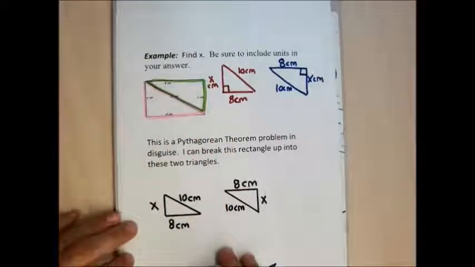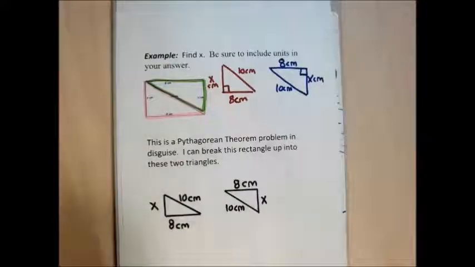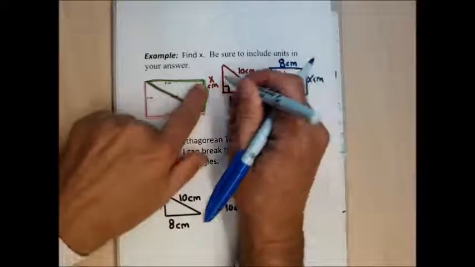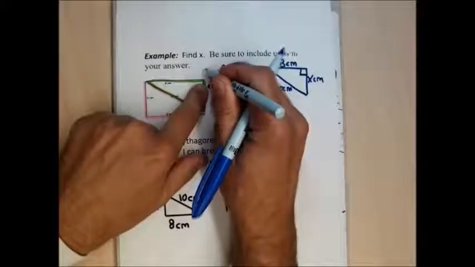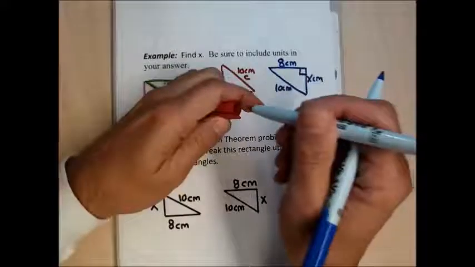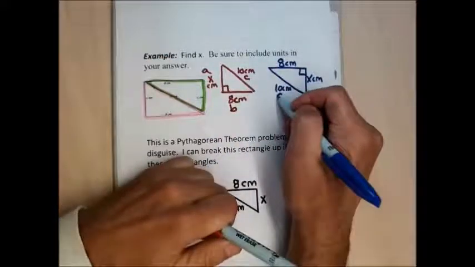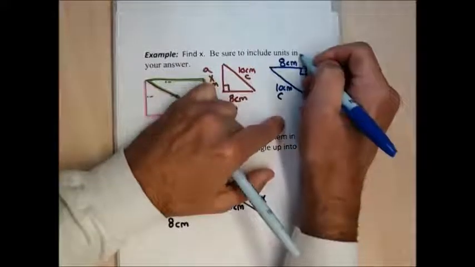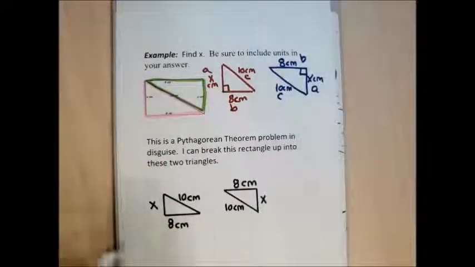So for both problems I need an a, b, and a c. In both triangles, this triangle, the c is across from the right angle. This I'm going to call the a, and this I'm going to call the b. In the second triangle, the c is opposite the right angle. I'm going to call the x the a, and the 8 the b. And if you'll notice what I've done, I've forced the work to come out the same.